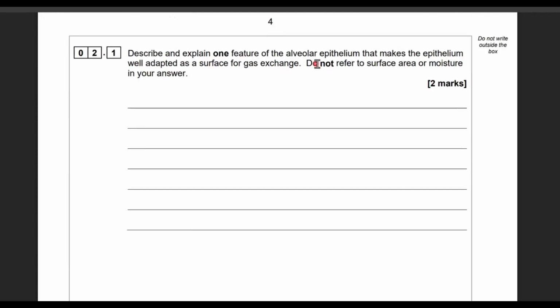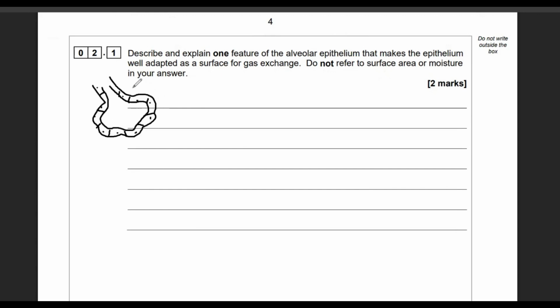Okay, let's go on to 2.1. Describe and explain one feature of the alveolar epithelium that makes the epithelium well adapted as a surface for gas exchange. Do not refer to the surface area or the moisture. Moisture is good for gases to dissolve, increases their ability to dissolve, so increases the rate of diffusion. And surface area obviously makes a larger available space for diffusion.